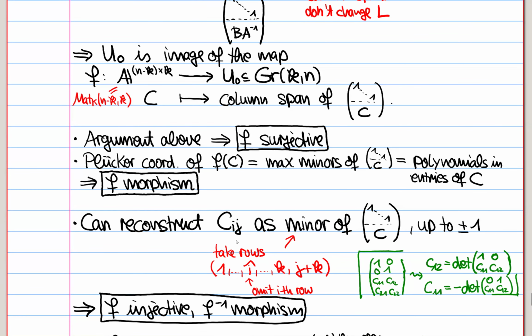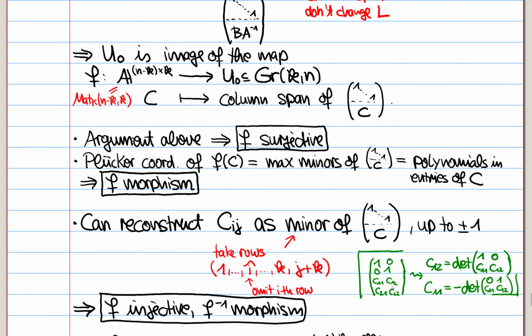The way that you can now reconstruct the Cij is actually as a minor of this matrix here. Let's do it just in an example, because that's very straightforward. Assume you have this matrix here, and you want to reconstruct, for example, C12 from the matrix using only minors. Then you can do this by taking the first and the third row of the matrix, and then the determinant is exactly C12.